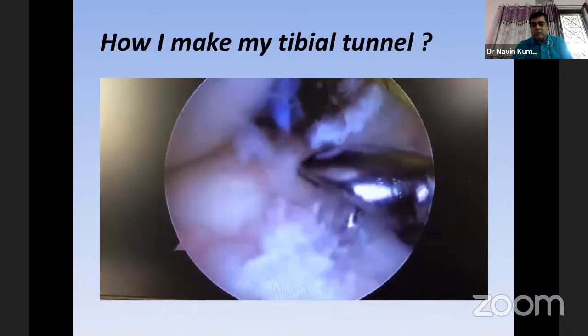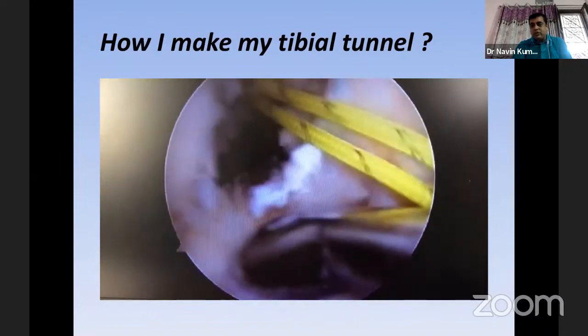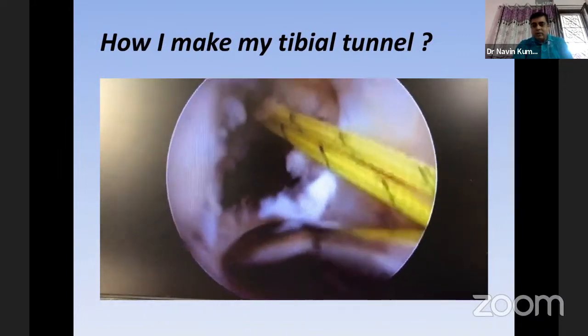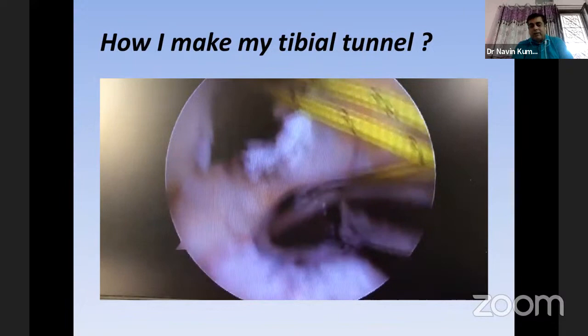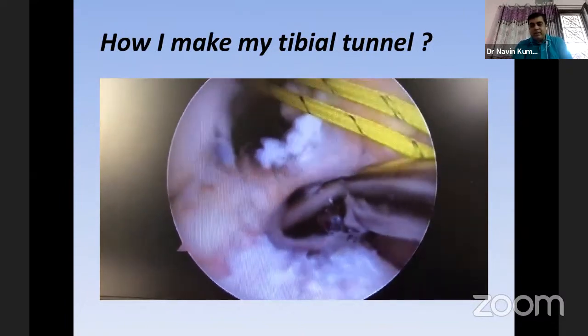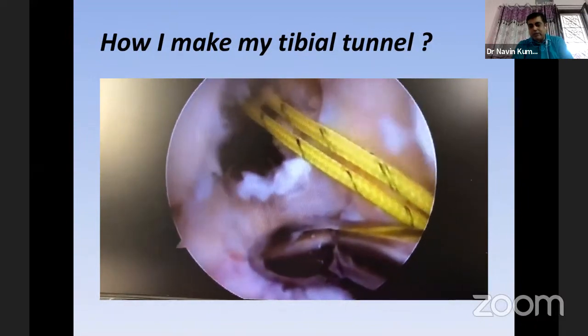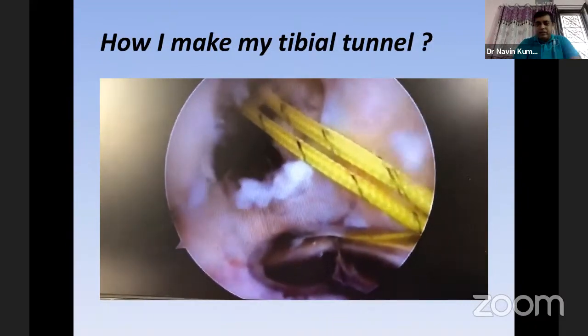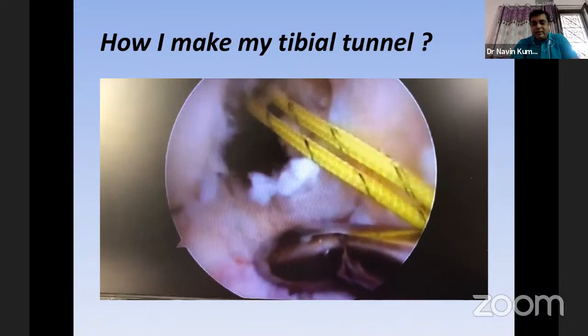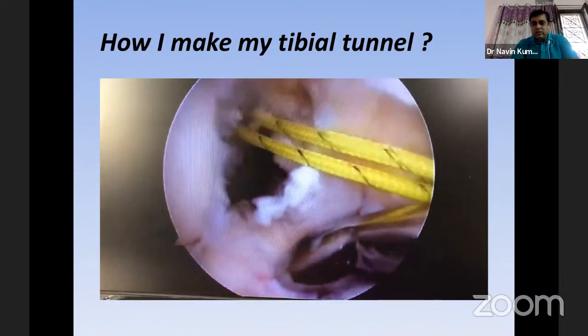That is again the worst thing to happen. So you have to protect your guide wire whenever you are going from below. Another thing is, if my graft is maybe 8 millimeter or up to that, I'll directly ream it over there. But if my graft is maybe 9 millimeter or more, then I'll start with sequential reaming.